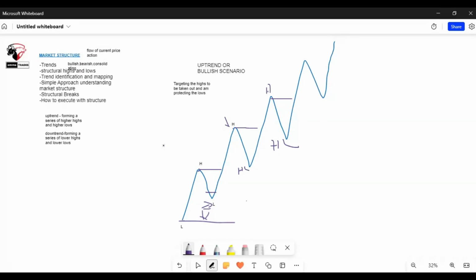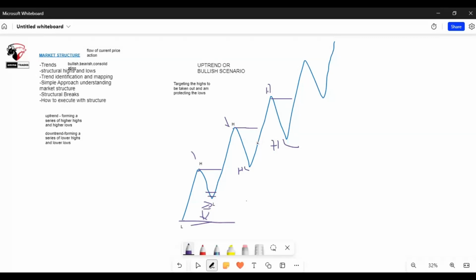So in targeted and protected structure, we are targeting the highs and protecting the lows. We target the high, take it out, create a new high or a higher high, then we protect this low. Price comes, reverses without taking out the previous low, then we form a new higher low. Then when price reverses, it targets the new high formed to create a new higher high. So that's just the simple concept.